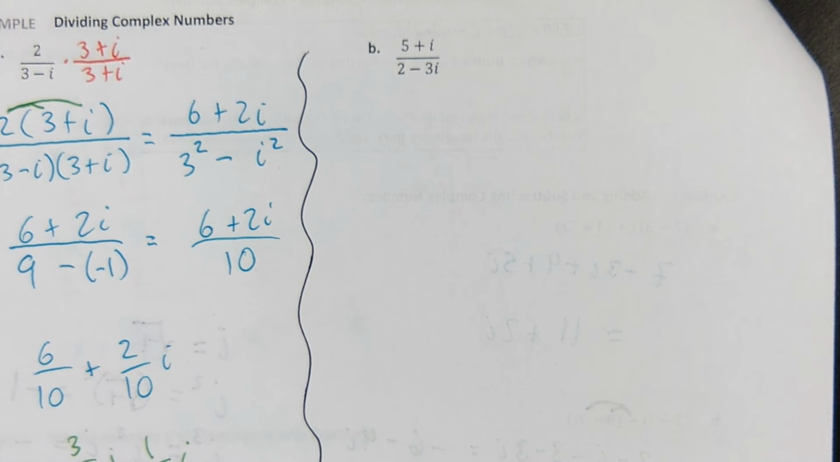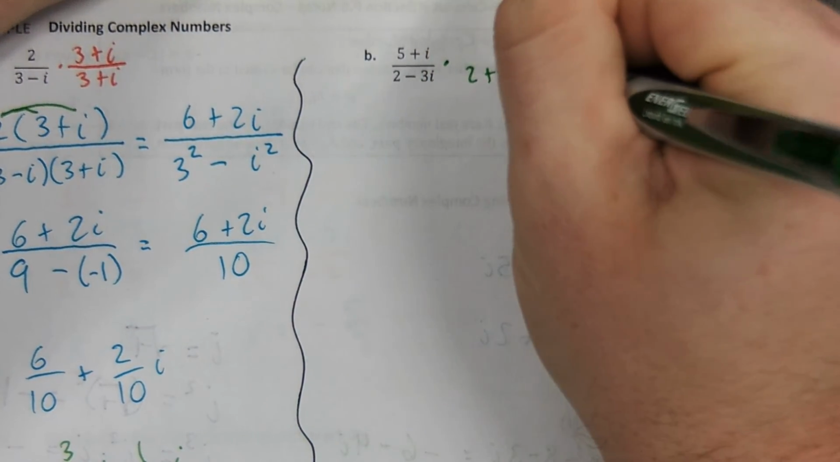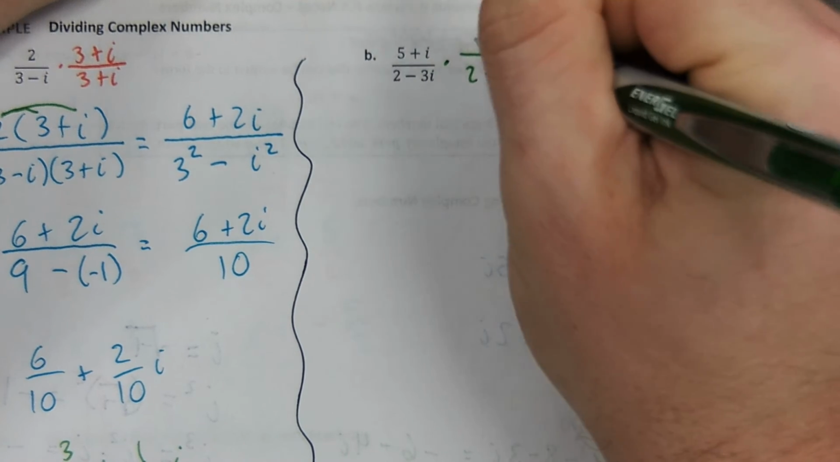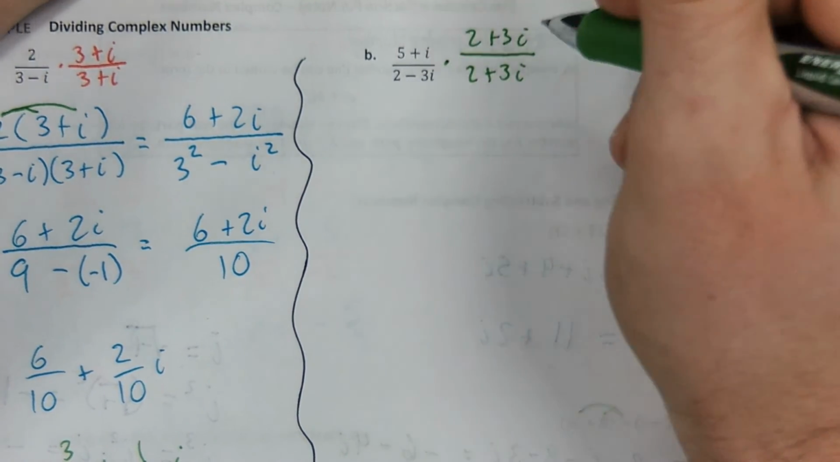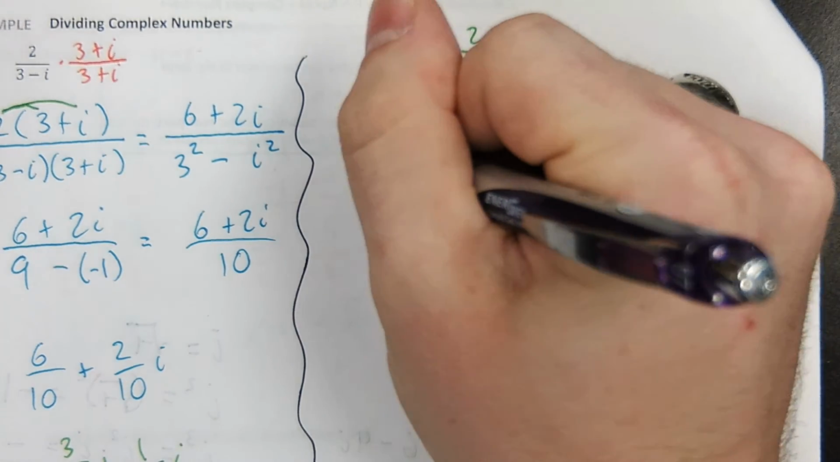I'm trying to pick a good color for this one. The complex conjugate of 2 minus 3i is 2 plus 3i. Now again, I am going to be showing more work than I need you to show in your homework. That's because I want to have good notes.